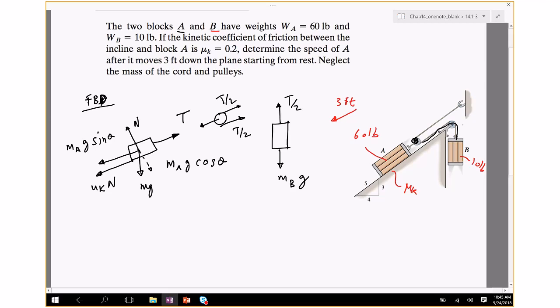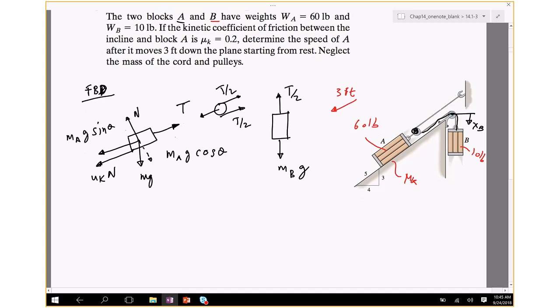So let's choose a coordinate because I want to describe the motion of B. Let me choose a coordinate over here to describe the motion of A. Okay, this is basically the position of A and B. I described it using those two variables. Now let me find a relation between XA and XB using the length of the cable.